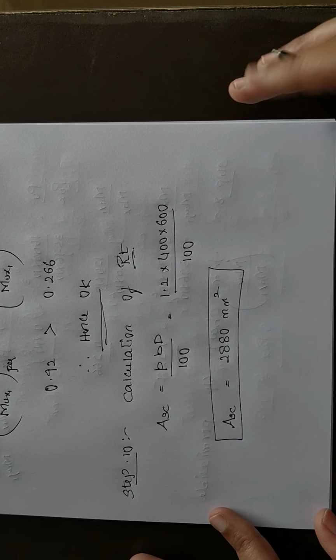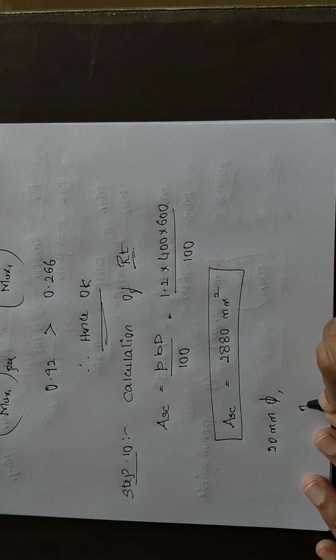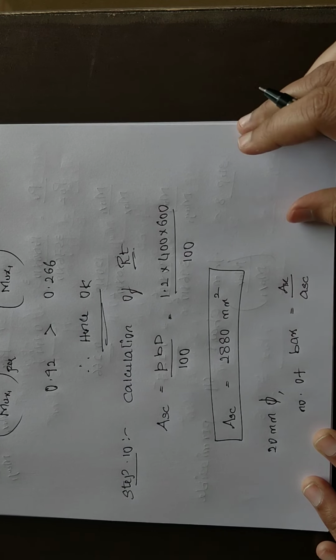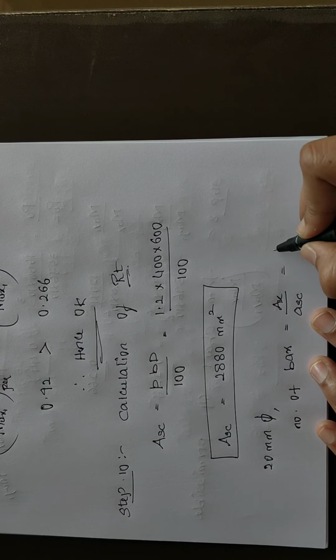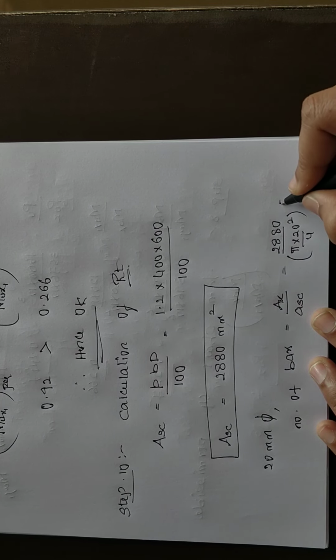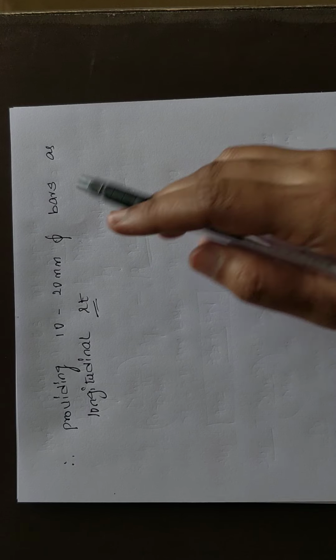Then assuming 20 mm dia, calculate the number of bars, that will be equal to capital ASC divided by small ASC, that will be equal to 2880 divided by pi into 20 square divided by 4. That will be equal to 9.16. Round it off to 10 numbers. Therefore, providing 10 bars of 20 mm dia bars as longitudinal reinforcement.